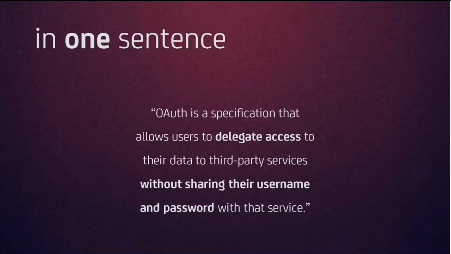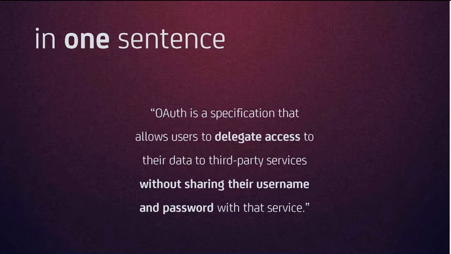So in one sentence, what is OAuth? OAuth, as I will be reading it now, is a specification that allows users to delegate access to their data to third-party services without sharing their username and password with that service. You have two sections highlighted here. Delegate access means that we give someone the right to use my data, but we do that without sharing our username and password with the service we allow to get data from us. So delegate access is the big keyword. And most importantly, it's now much more secure because we give the username and password only to that endpoint, only to that server we trust.